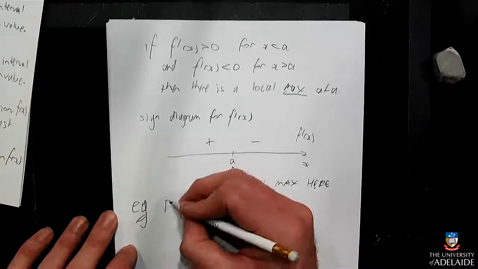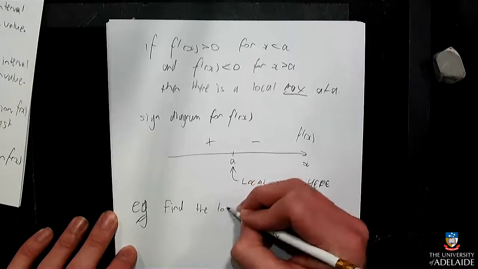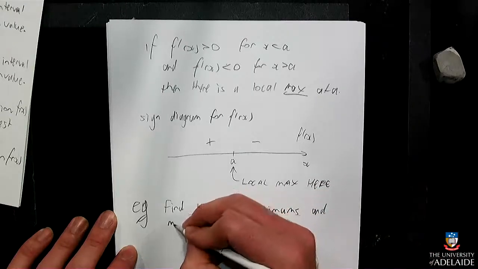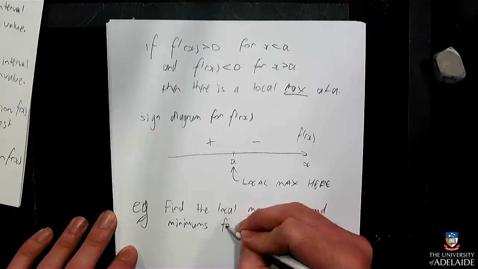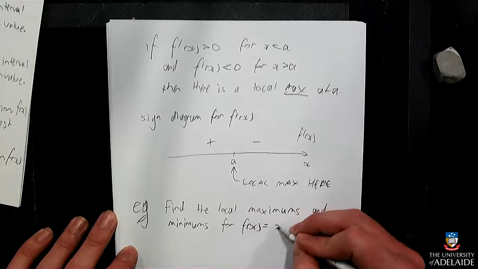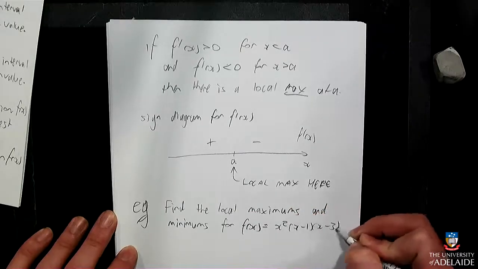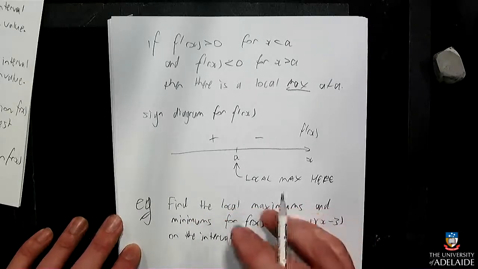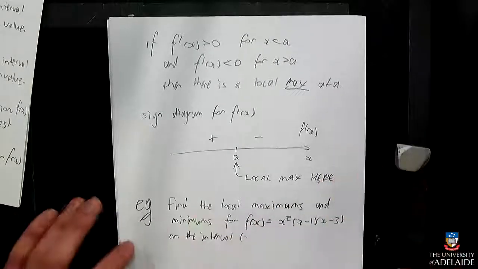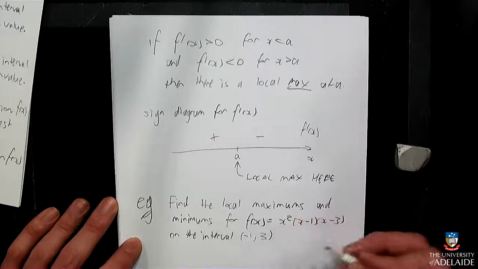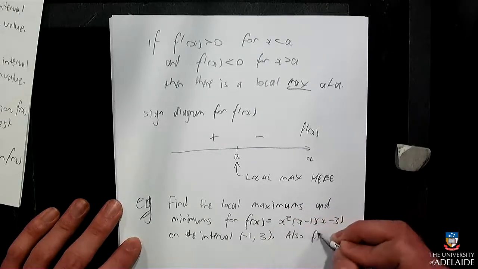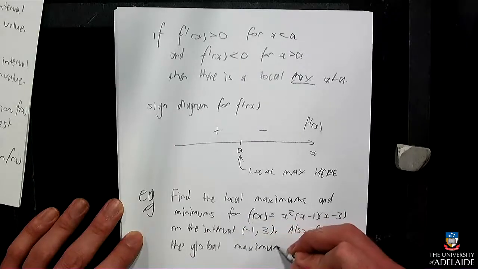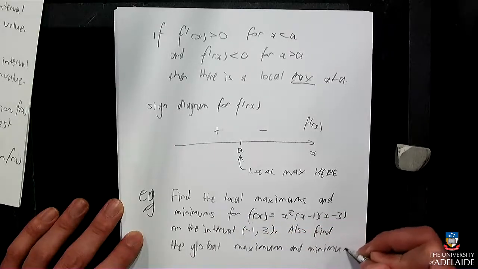All right, so here's an example. Find the local maximums and minimums for f of x, which is going to be x squared, x take 1, x take 3, on the interval from -1 to 3. Find the global maximum and minimum. Okay.